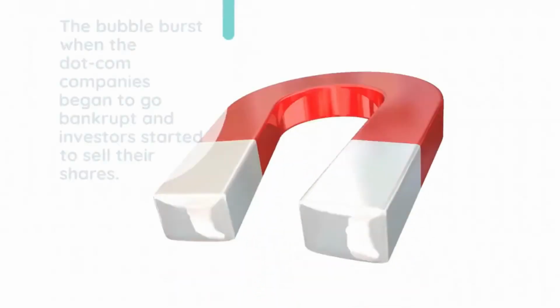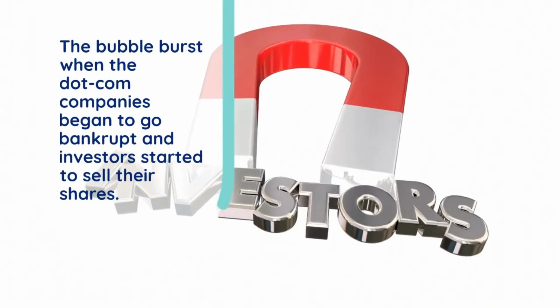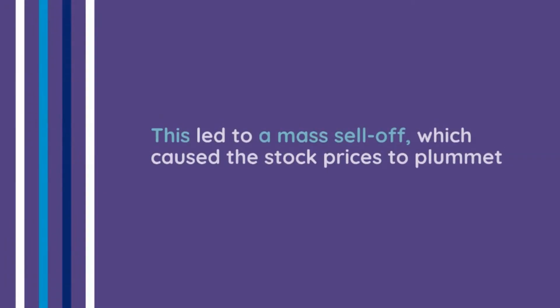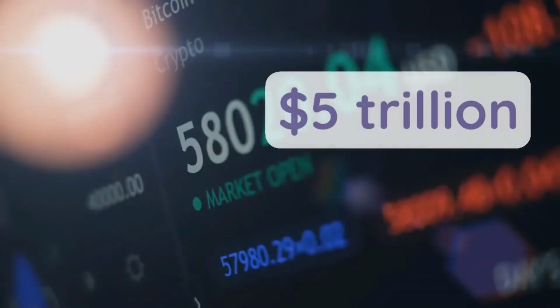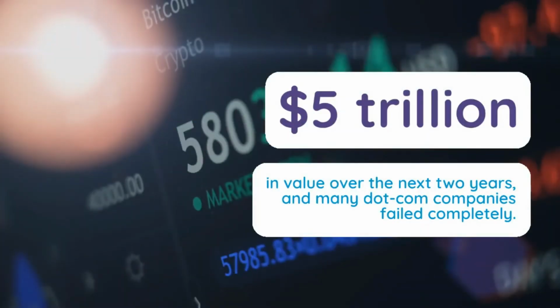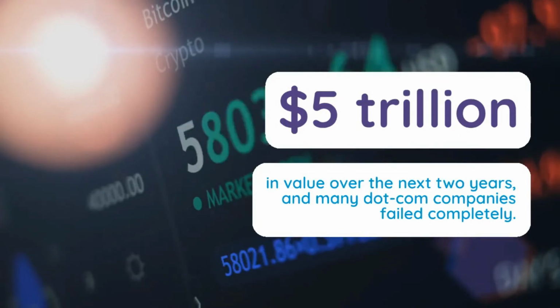The bubble burst when the dot-com companies began to go bankrupt and investors started to sell their shares. This led to a mass sell-off, which caused the stock prices to plummet. The market lost $5 trillion in value over the next 2 years, and many dot-com companies failed completely.